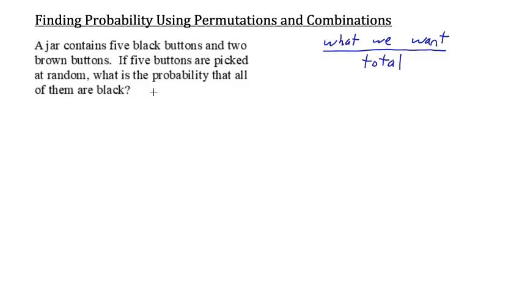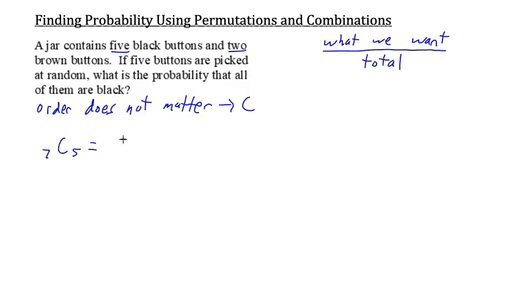Now with probability, there's usually more than one way to do the calculation, but we're going to use permutations and combinations here. So first, we need to decide which one of these two it is. Well, here, order does not matter. So we're going to use a combination. We don't care what the order of the black buttons are, we just want them all to be black. So we notice here that there are 7 total buttons, because there's 5 black buttons and 2 brown buttons. And we are going to choose 5 of them, and we want all of them to be black. So this would be 7 choose 5.